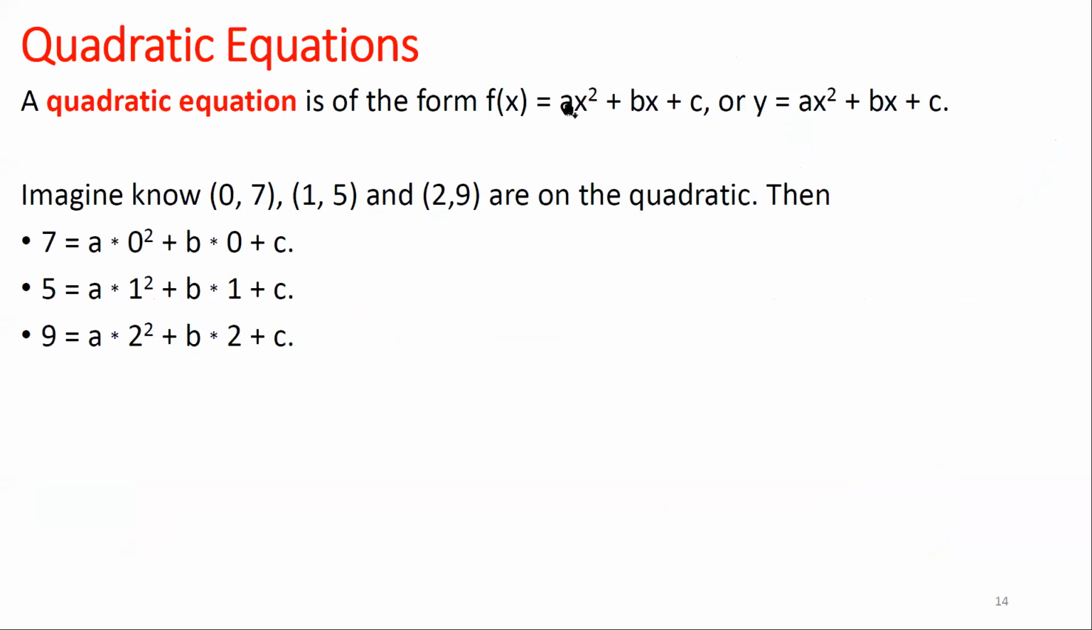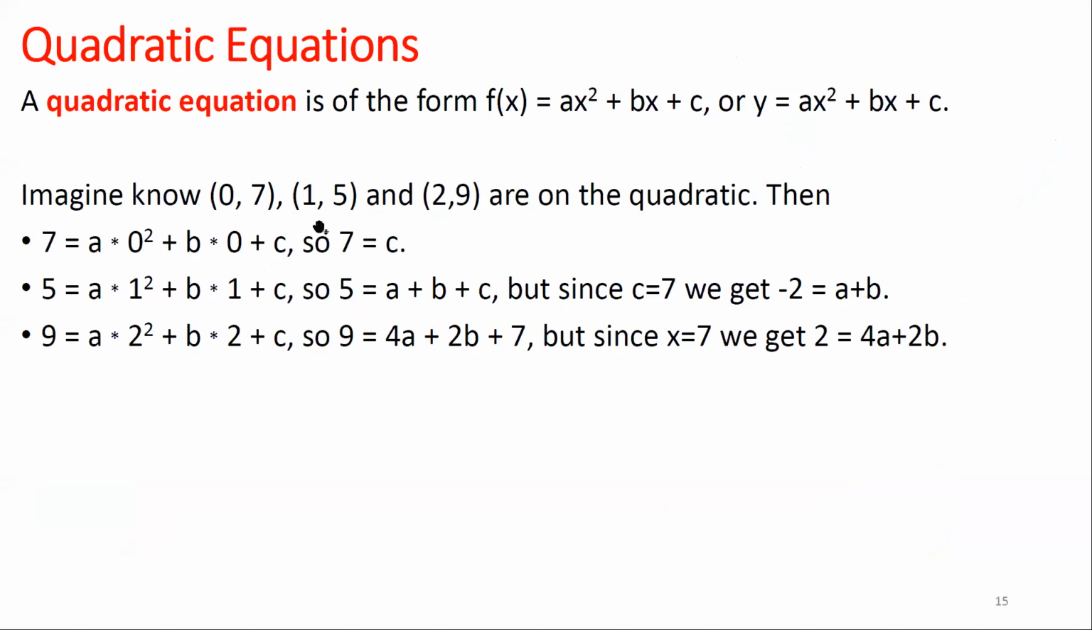So when we take 0, we would know a times 0 squared plus b times 0 plus c is 7. When we take 1, we would get a times 1 squared plus b times 1 plus c is 5. And similarly for the point 2, 9. Which one of these is the easiest to get information from? The 7, because we have 2 zeros, we immediately get 7 equals c. And then for the second one, we get 5 is a plus b plus c, but since c equals 7, we get negative 2 equals a plus b.